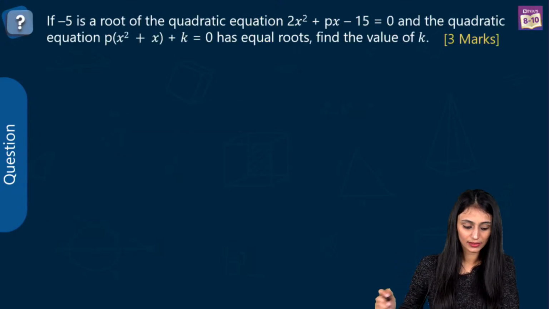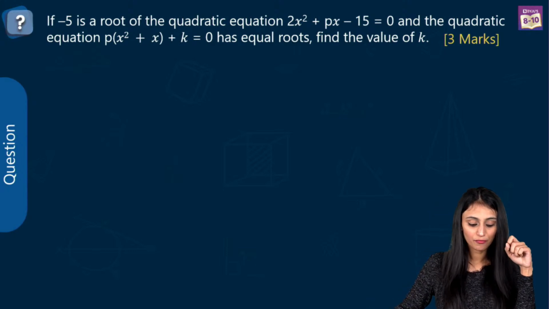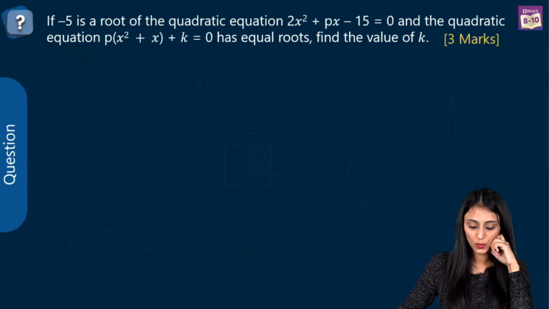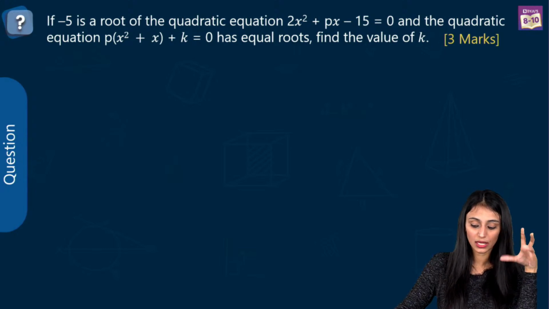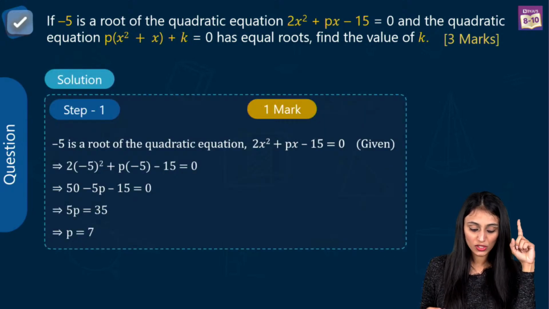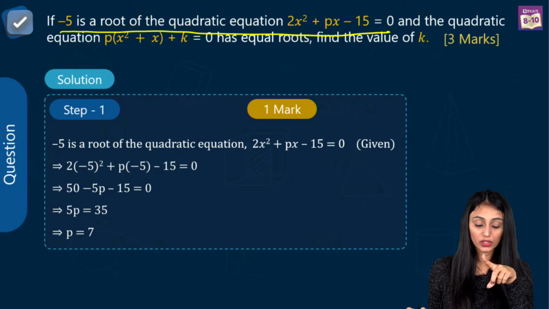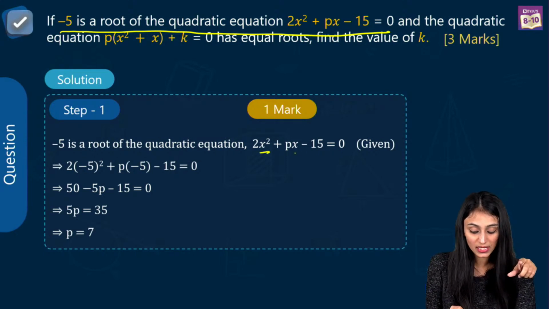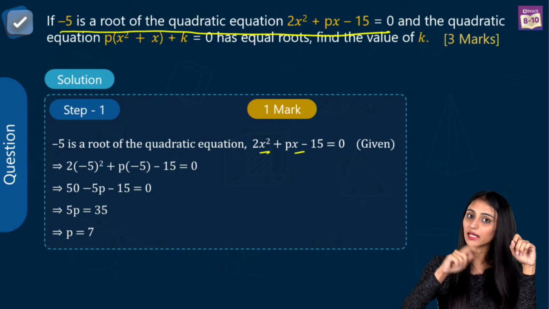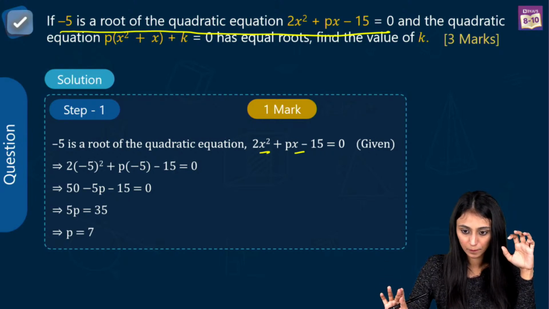Alright, let's take a look at the next question now. If minus 5 is the root of the quadratic equation 2x square plus px minus 15 equal to 0 and the quadratic equation p times x square plus x plus k equal to 0 has equal roots, then find the value of k. So question is saying that minus 5 is a root of this quadratic equation. Since this is a root of the quadratic equation, once I put minus 5 in place of x, the entire equation should be equal to 0, right?